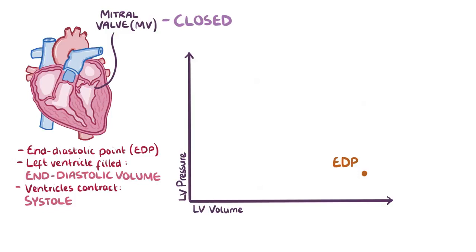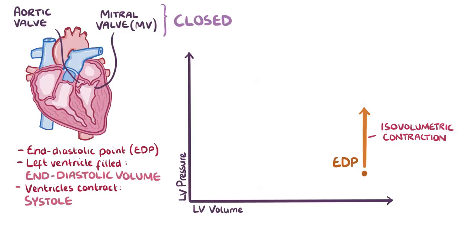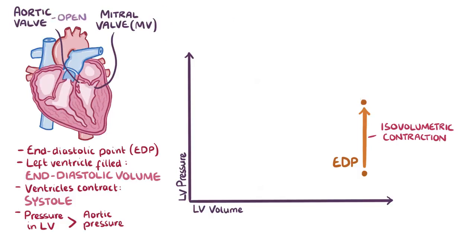When the ventricle contracts, it makes the pressure shoot up. But because the mitral and aortic valves are still closed, the left ventricular volume doesn't actually change. So this phase is called isovolumetric contraction, because iso means the same and volumetric refers to the volume. Eventually, after the pressure's been getting higher and higher, it ends up being higher than the pressure inside the aorta, so that forces the aortic valve to pop open. And that's the start of the ejection phase.